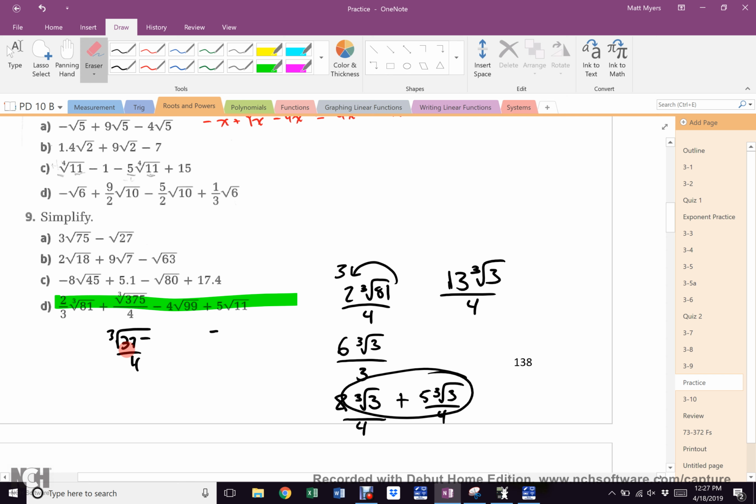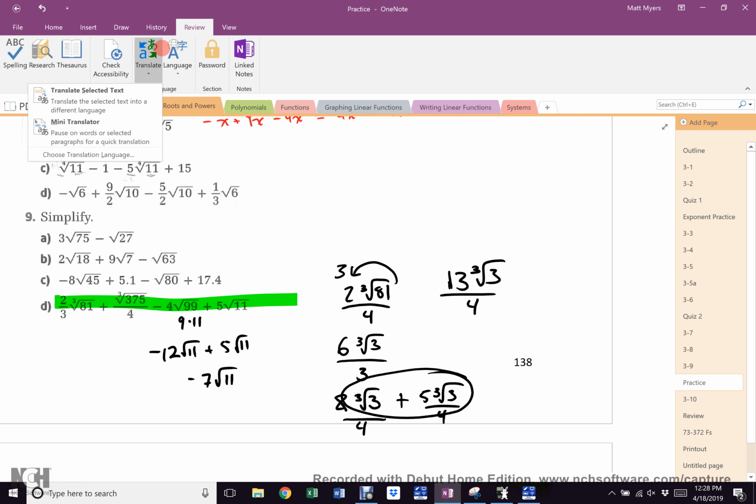So let's see what happens over here. Isn't that 9 times 11? What's the square root of 9? So that becomes negative 12 root 11, yes? Plus 5 root 11. Different term. What is negative 12 plus 5? Negative 7 root 11.